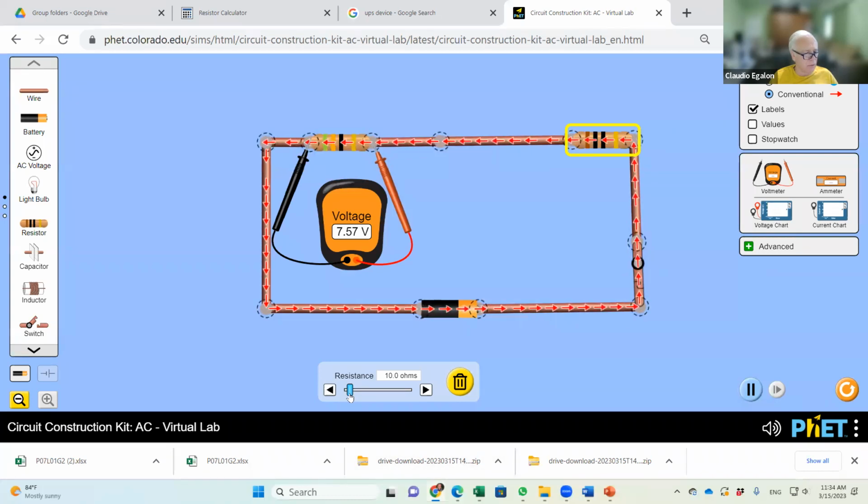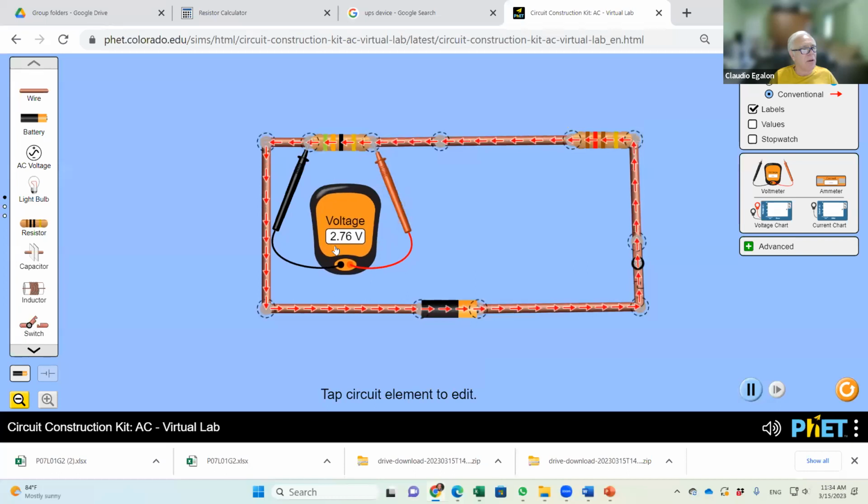If this resistance goes to 0, you should have a 9-volt measurement across the polarities of this, across the ends of this resistor. If my resistor increases further, then we have a lower voltage here, a lower drop of voltage here, 2.76, right? Anywhere in between, you know, it's going to be, let's say, 4.